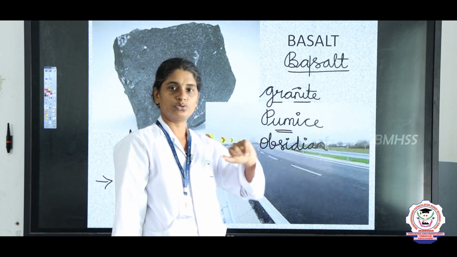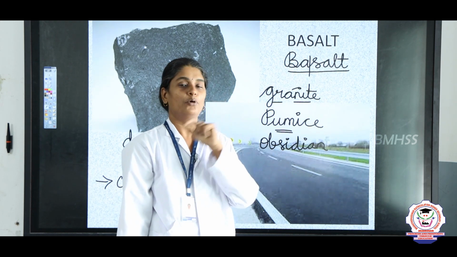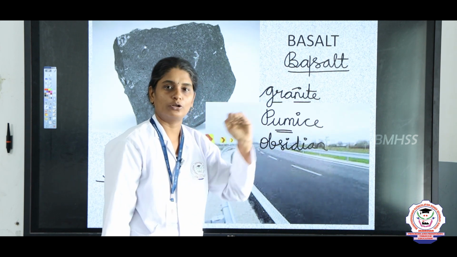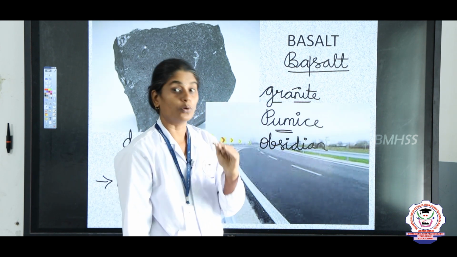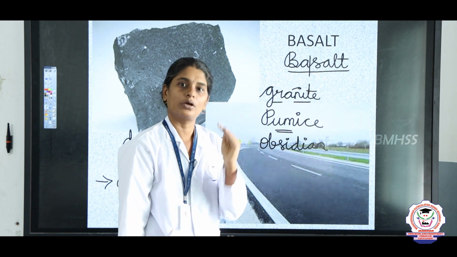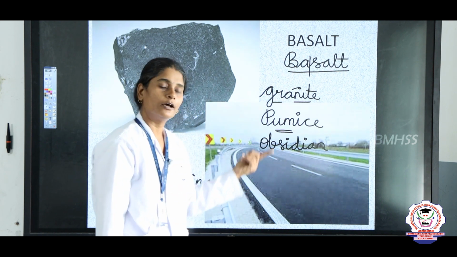So, granite is used in the floors, and pumice is used to polish our teeth and polish the floor, and even the pumice floats on the water. So, now you know what the rocks are that float on the water. So, pumice is the rock that floats on the water.